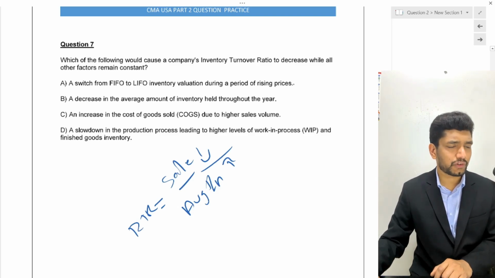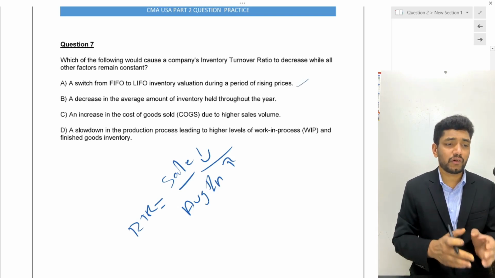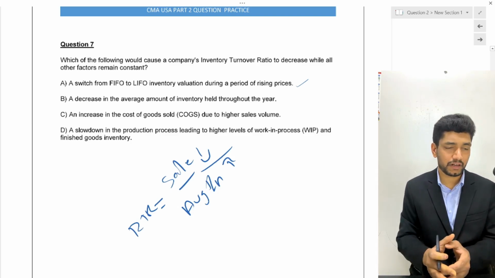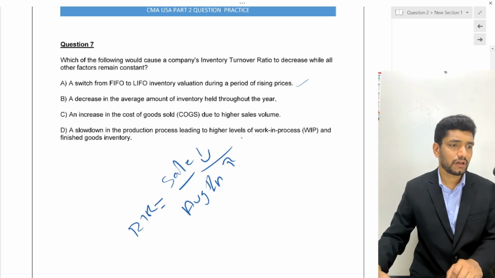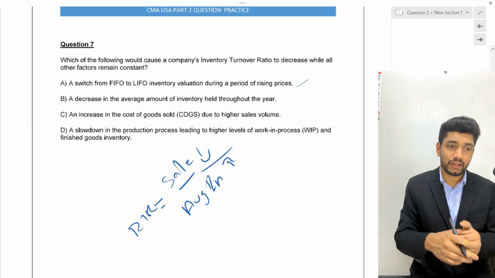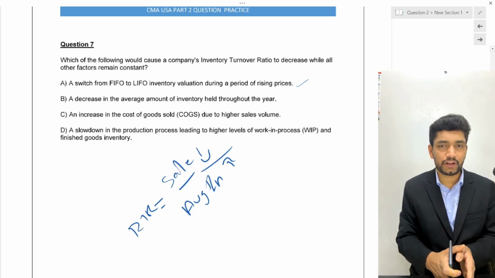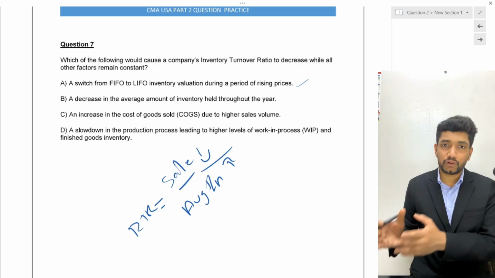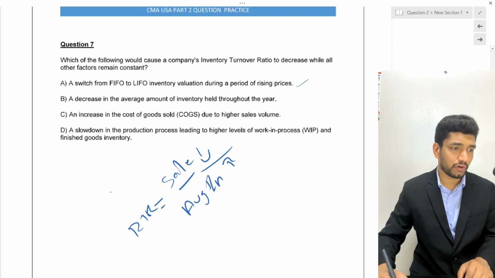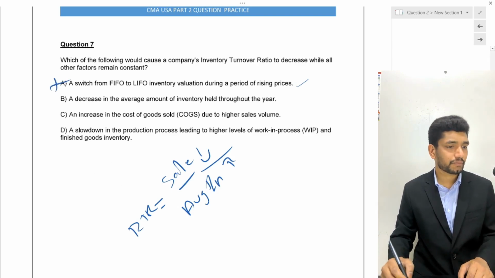A switch from LIFO to FIFO inventory valuation during a period of rising prices. If you change the inventory valuation method from FIFO to LIFO during a price rise period, what will happen? Your inventory value will decrease because you are selling the latest products during the rising price period, the inflation period. So definitely your cost of goods sold will increase and your average inventory value will decrease. So definitely this option is wrong.